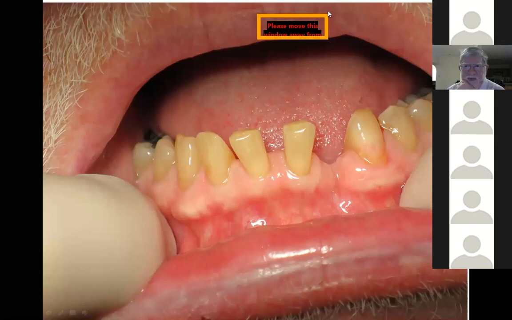Anything interesting on any tooth looking different to the others here?